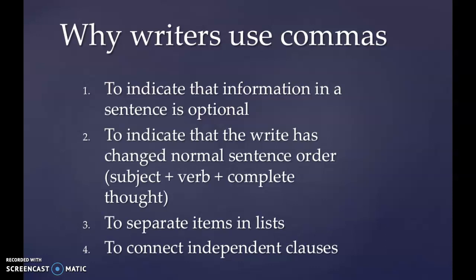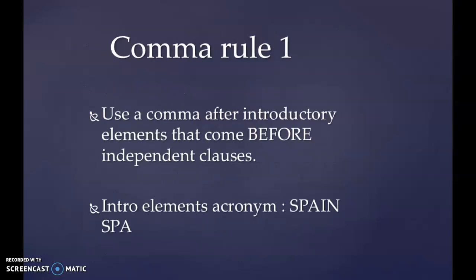Two, to indicate that the writer has changed the normal sentence order. So remember, normal sentence order is subject, verb, plus complete thoughts. If you change that basic order, you need to indicate that you've done so by using commas. Number three, writers use commas to separate items in lists. And number four, to connect independent clauses.